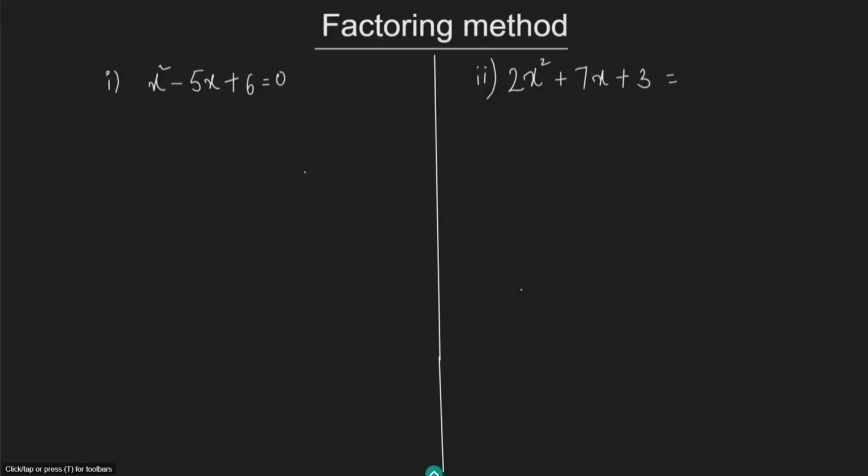exam. So the first method by which we are going to solve the quadratics is called the factoring method. In this we are going to solve 2 equations. For the first one with the coefficient of x square being 1 and the next question where the coefficient of x square is not 1.